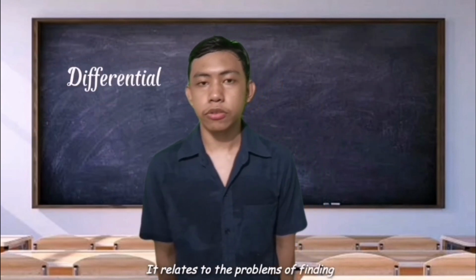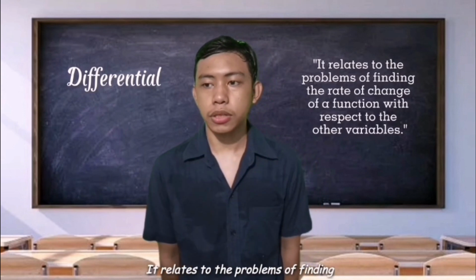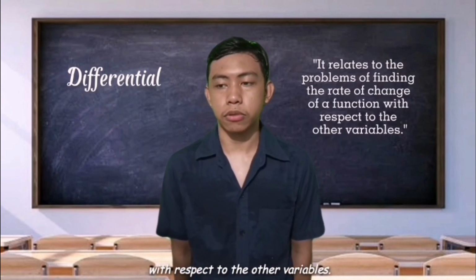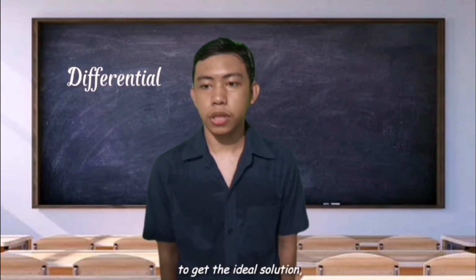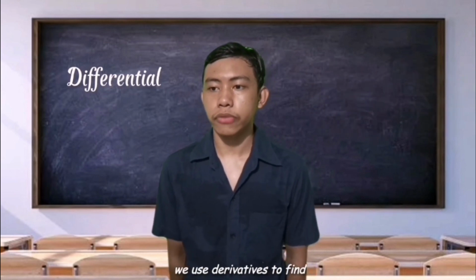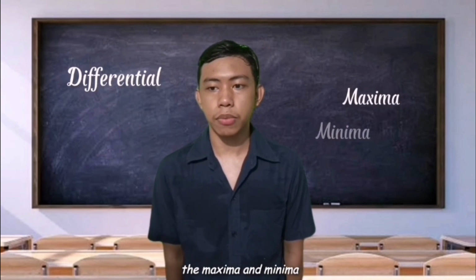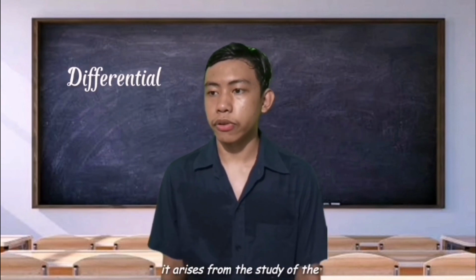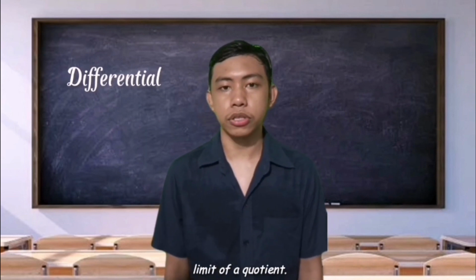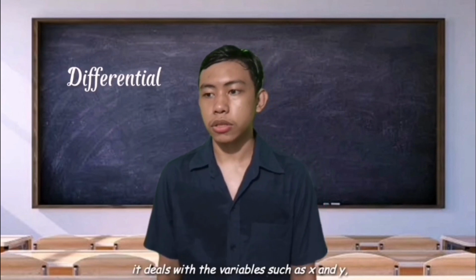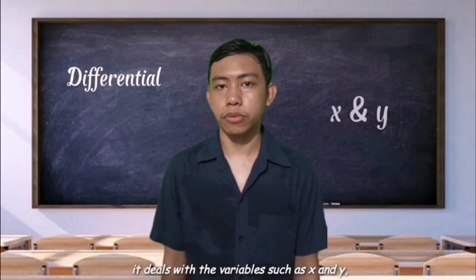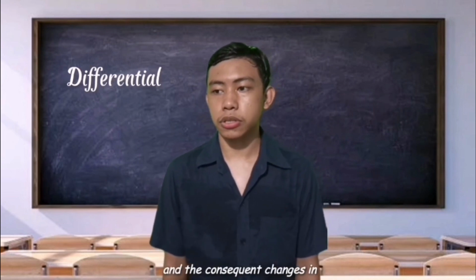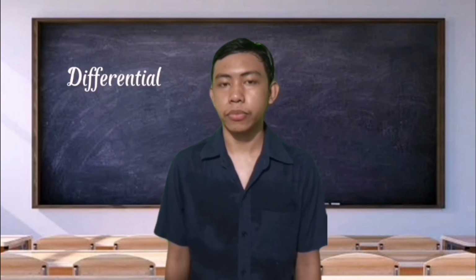Differential. It relates to the problems of finding the rate of change of a function with respect to the other variables. Moreover, to get the ideal solution, we use derivatives to find the maxima and minima values of a function. In addition, it arises from the study of the limit of a quotient. Furthermore, it deals with the variables such as x and y, functions f of x, and the consequent changes in the variables x and y.